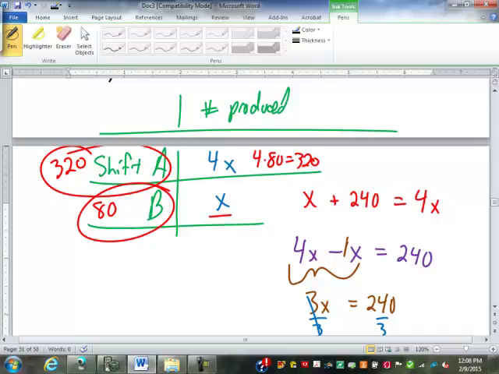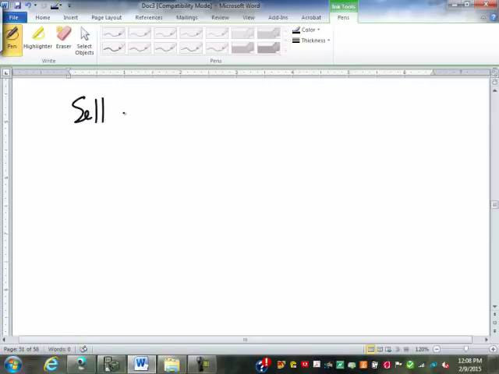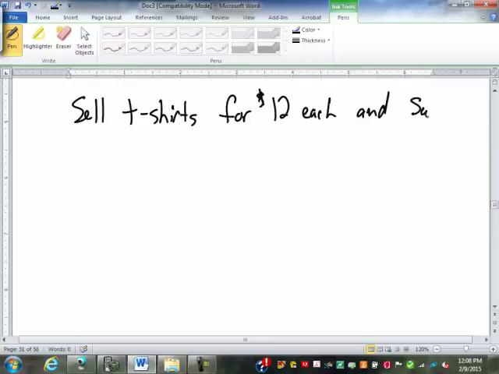Well, those are kind of the simple examples. Let's look at something a little more complex. Let's say that we're going to run a stand selling shirts for school with our school logo on it. Let's say we're going to sell t-shirts for $12 each and sweatshirts for $20 each.